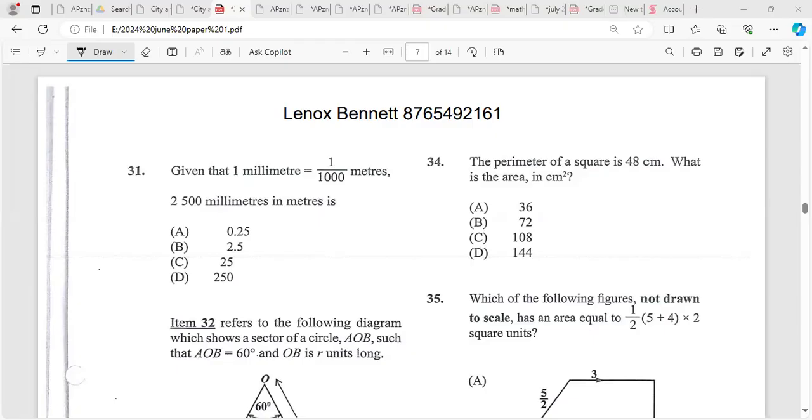It's given that 1 millimeter is equal to 1 over 1000 meters, then what is 2500 millimeters in meters? So basically it takes 1000 millimeters to give you 1 meter. So we can just take it from there. If you have 2500 millimeters, all we have to do is divide by 1000. So that would work out to 2.5.